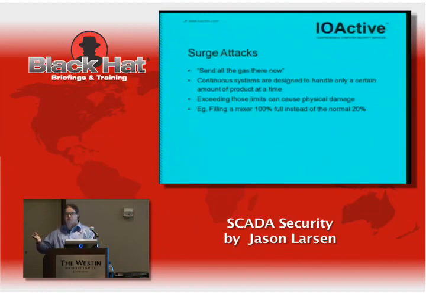A good example are mixers. If you have a big mixer in the process and it's designed to be filled up 20% and then it sits there and mixes stuff like it's supposed to and then dumps it out the bottom, if you fill the mixer up to 100% and then turn the mixer on, then stuff will come out the top. This is a pretty good example of a surge attack.